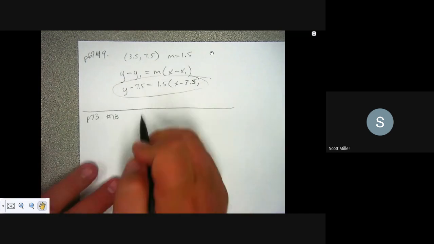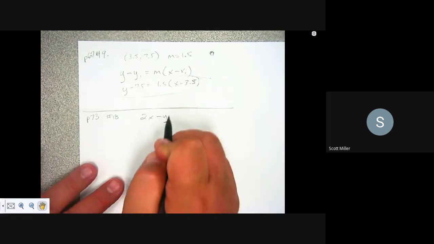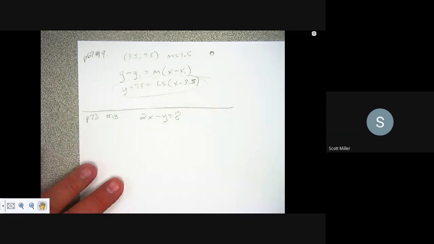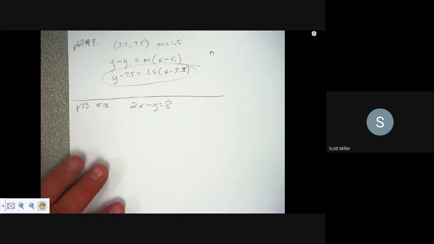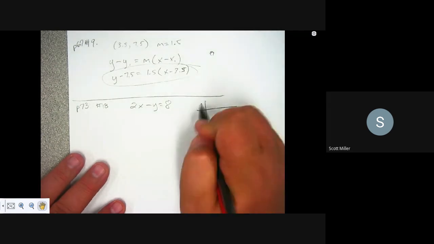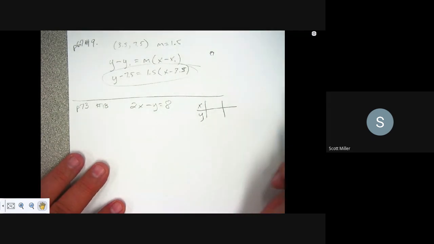Number 18 gives you this equation right here, 2x minus y equals 8. And it asks you to identify the x and y intercepts of this graph. Well, that means they want you to find 2 points on the graph. That means I'm going to find 2 points.